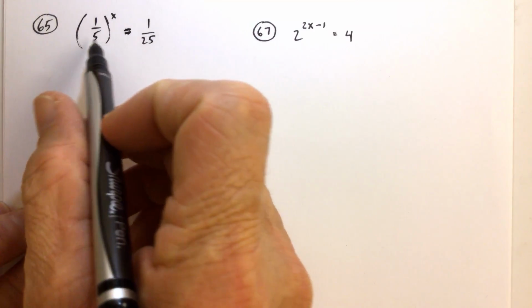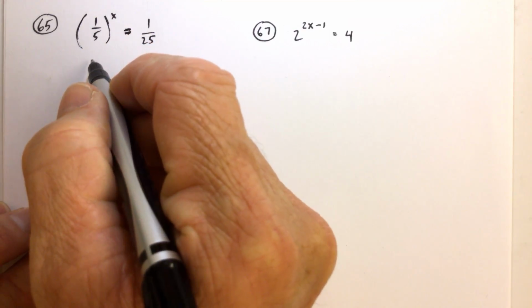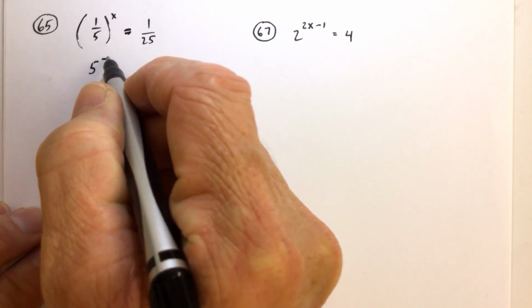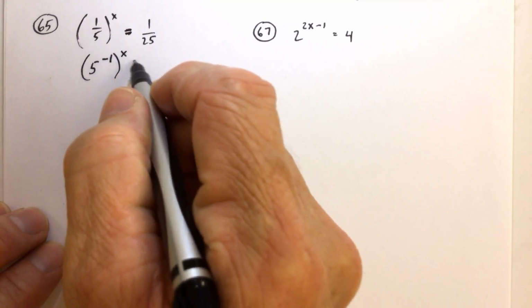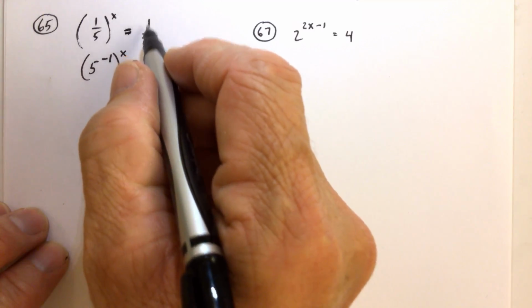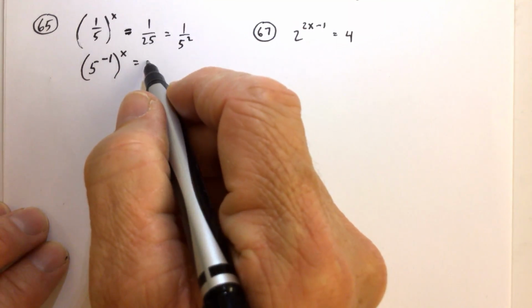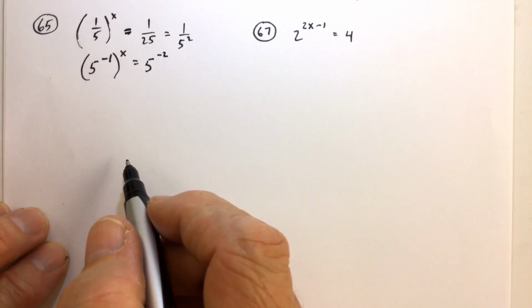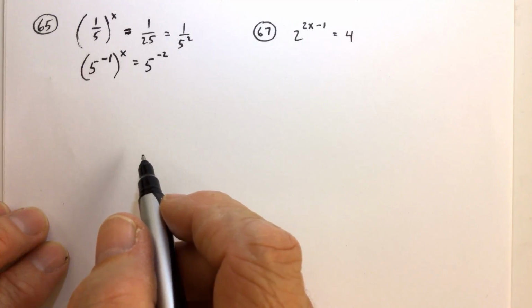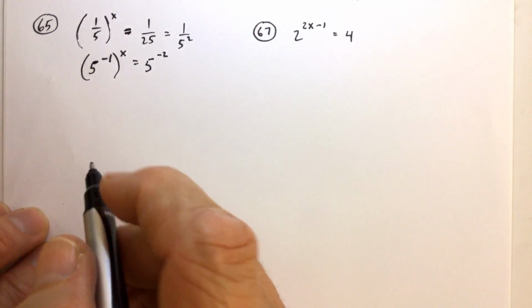And so recognizing here in problem 65 that 1/5 can be written as 5 to a power, you should know that 1/5 is the same as 5 to the negative 1. And then you should also know that 1 over 25, which could be written as 1 over 5 squared, is the same as 5 to the negative 2 power. So if you can quickly convert fractions to a number to a power, then this section is pretty easy for you.